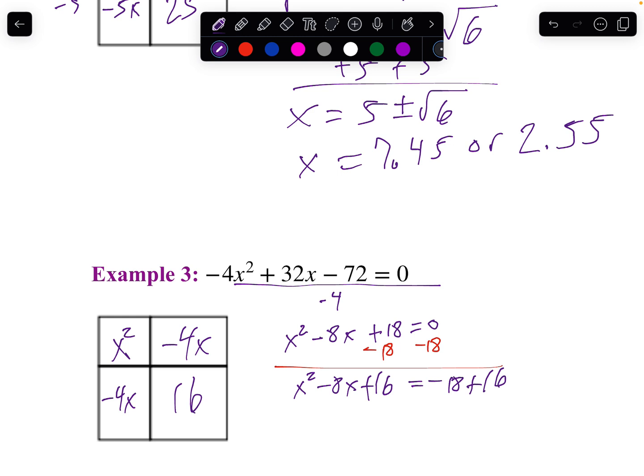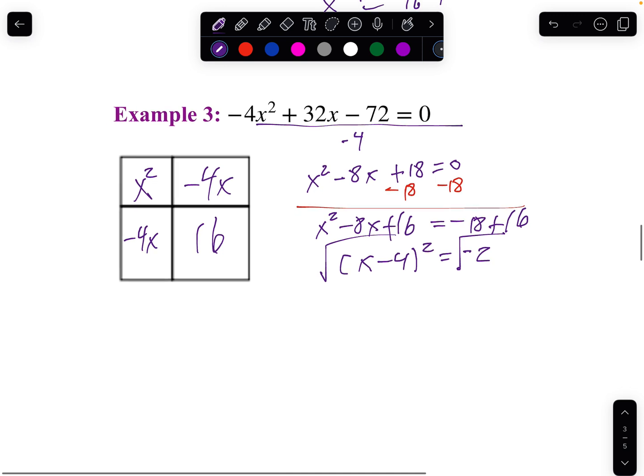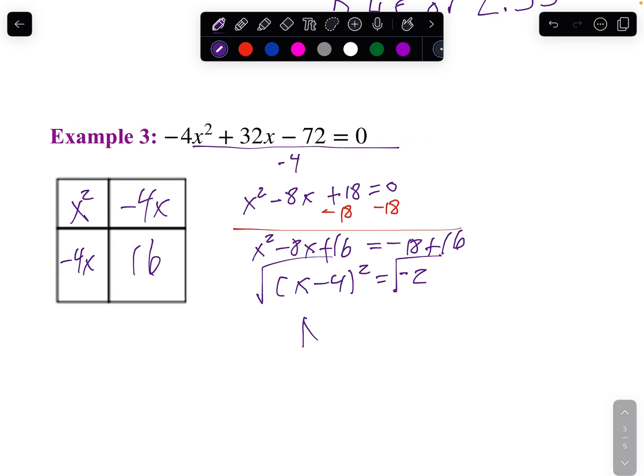And notice, if I factor that, I get x minus 4 squared equals negative 2. And I got a problem there, don't I? Because if I take the square root of both sides, you can't take the square root of a negative, so there's no solution on this one.